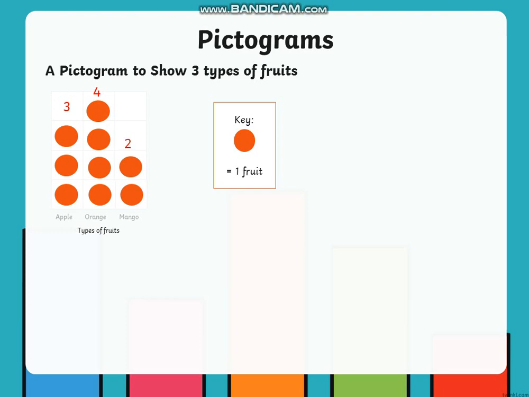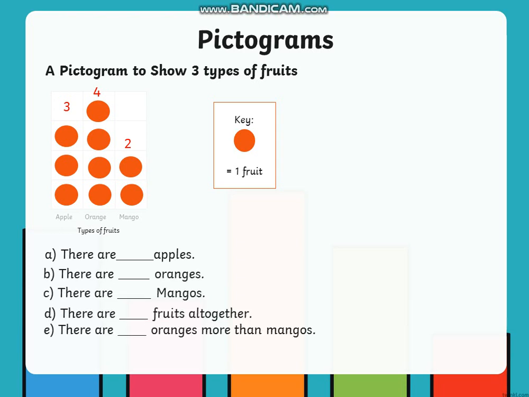Let's now start answering our questions. Okay. Question A says, how many apples do we have? It's very clear. It's what? 3. Perfect. Question B. There are how many oranges? Perfect. 4. C. How many mangoes? Perfect. There are 2.